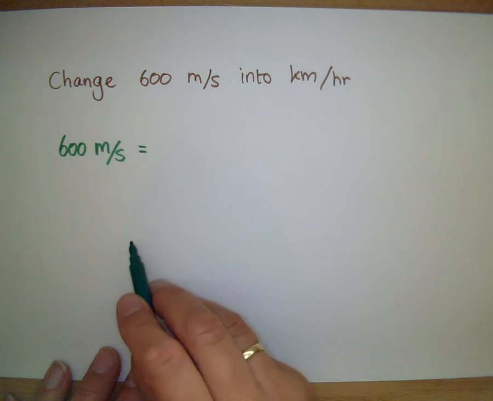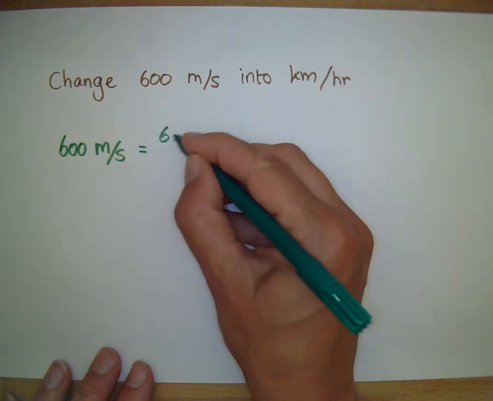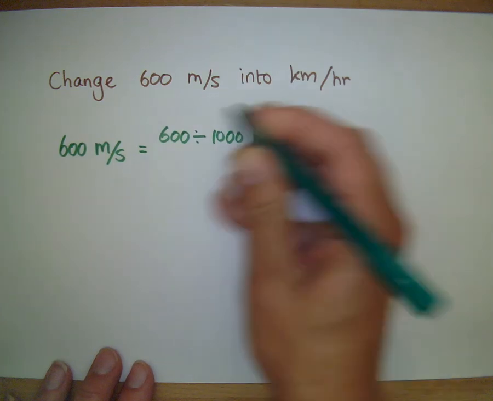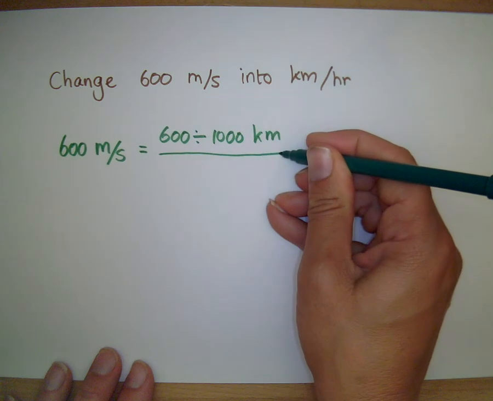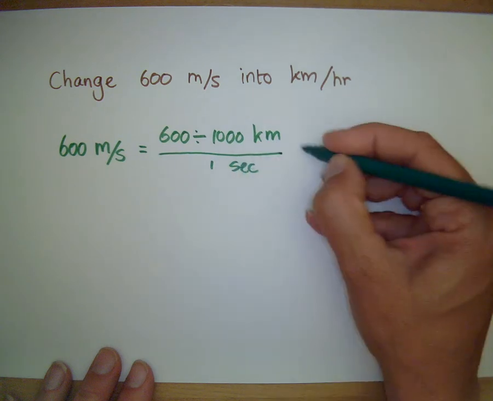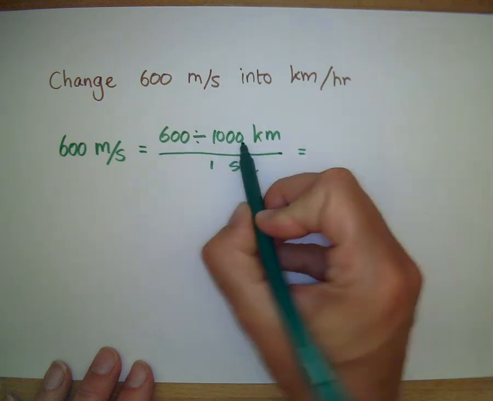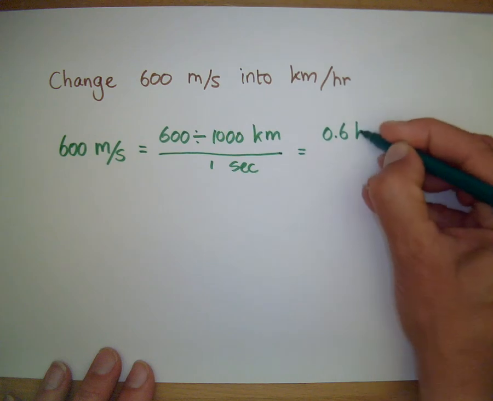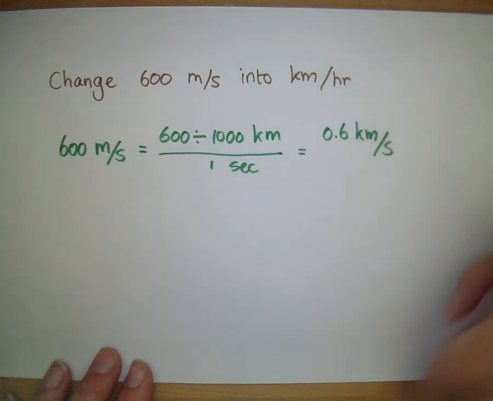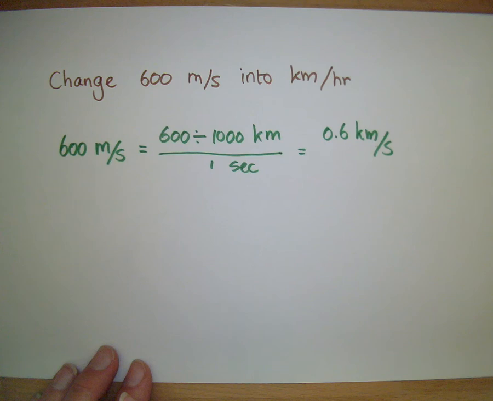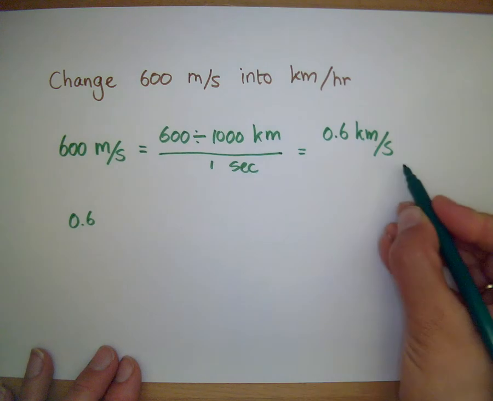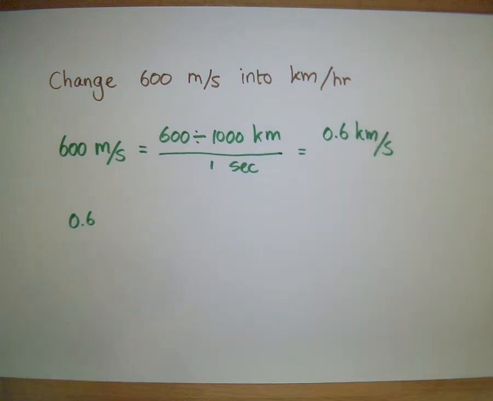600 meters is how many kilometers? Well, we have to divide by 1,000, right? To get kilometers, per, let's leave it at seconds, so per 1 second, right? We can divide 600 by 1,000, that's 0.6 kilometers. Okay, so we got 0.6 kilometers per second. All right, next step would be to change the seconds into hours, right? They want hours.